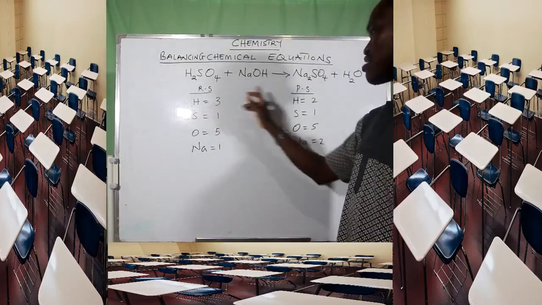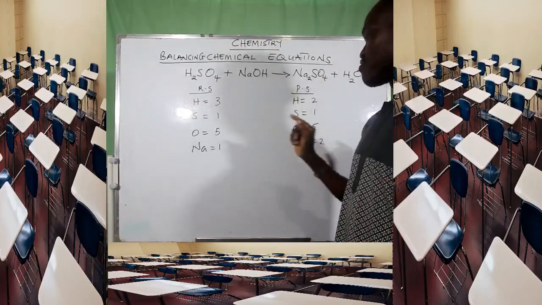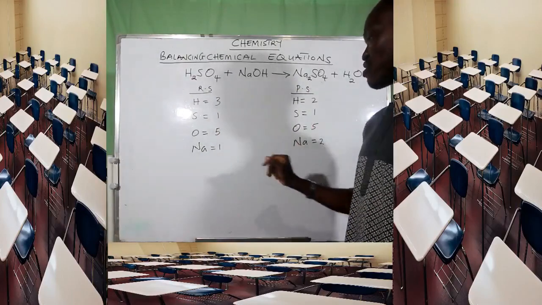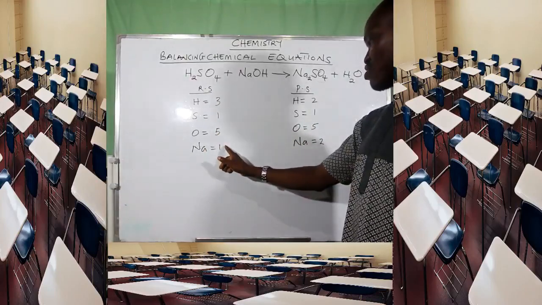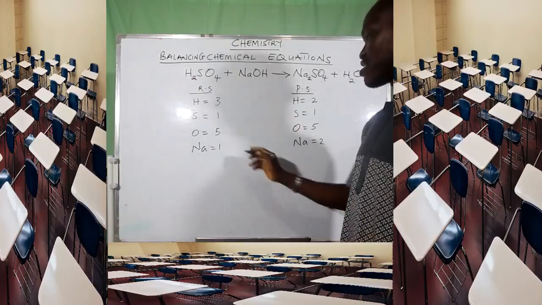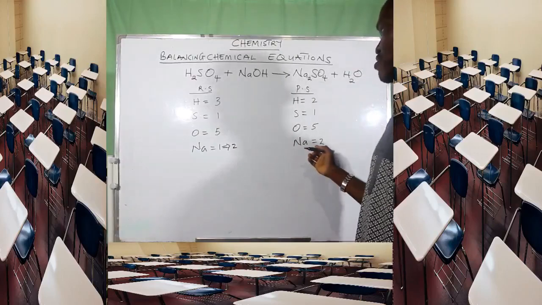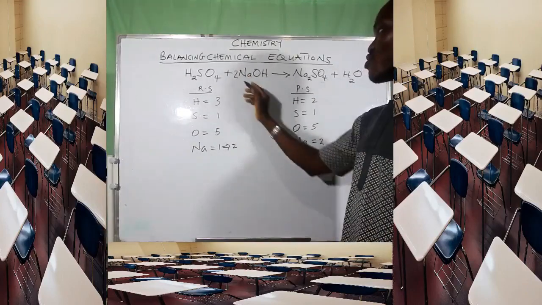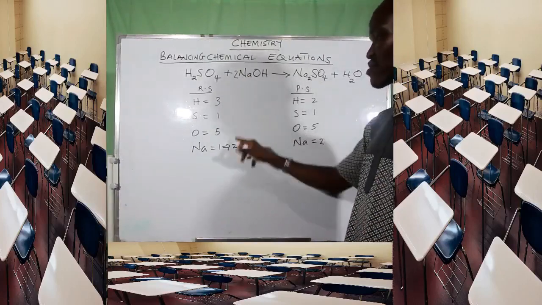Hydrogen here is 3, hydrogen here is 2. So there is need to upgrade this number to meet up with this number. But if you observe, your sulfur is already balanced for now. Oxygen is also balanced for now. But for the sodium metal, there is need to upgrade this particular one. We observe we have 1 atom here, so these have to be upgraded to 2 to meet up with the number of atoms on the other side. To do that, we need to add 2 here. Adding 2 here simply means that we have 2 sodium atoms here.